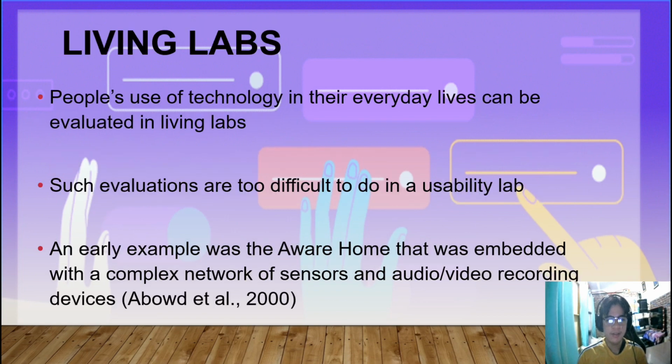Living labs. People's use of technology in their everyday lives can be evaluated in living labs. Such evaluations are too difficult to do in a usability lab. An early example was the Aware Home that was embedded with a complex network of sensors and audio-video recording devices.